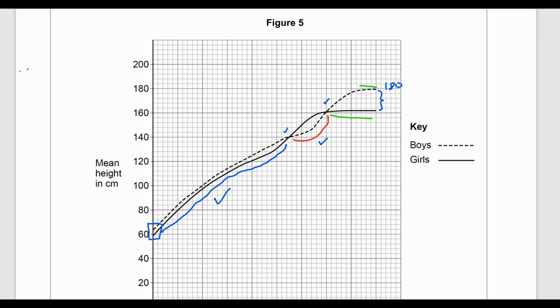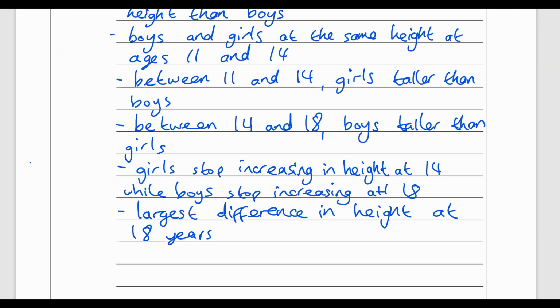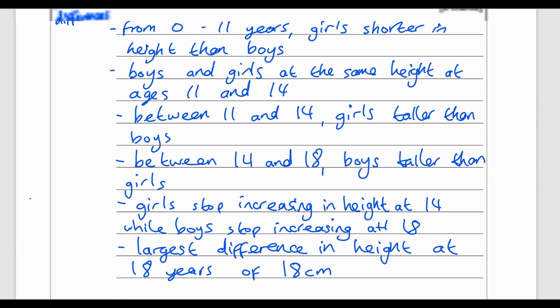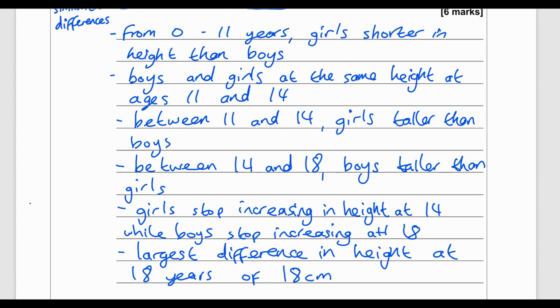If we read off our x-axis and y-axis, we can see that the height for boys at age 18 is 180, and the height for girls at age 18 is 162. So the difference is actually 18 centimeters. That will be the largest difference in height between boys and girls from this graph. And there is our answer, and it's enough to get us our full marks for this question.